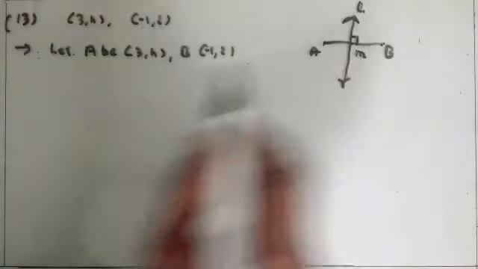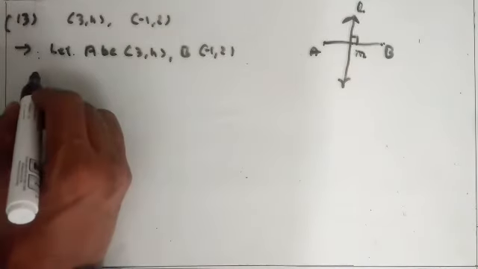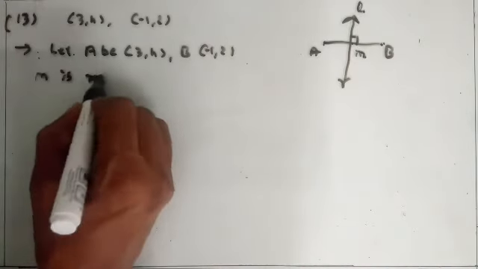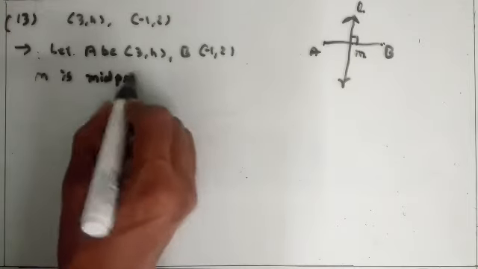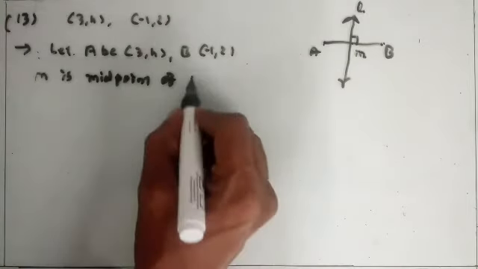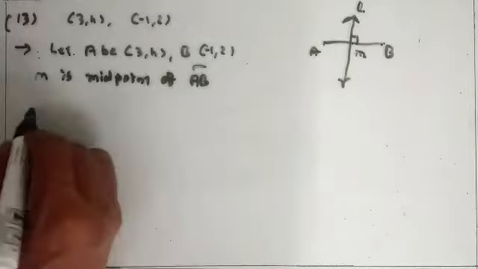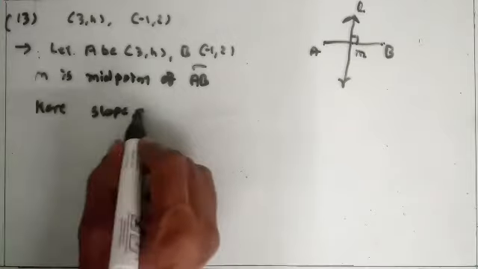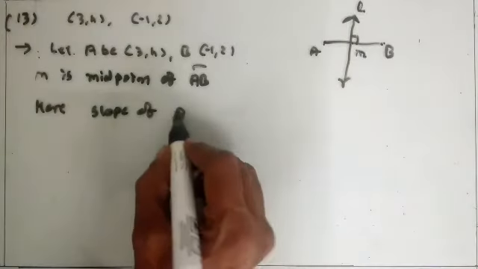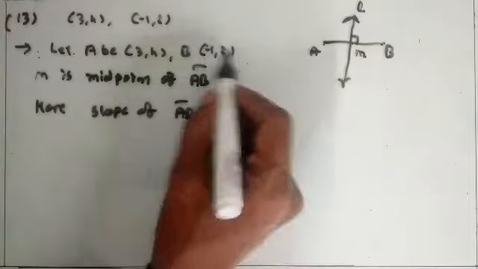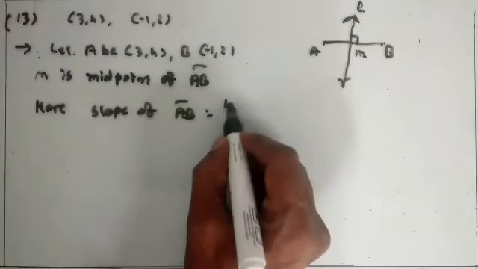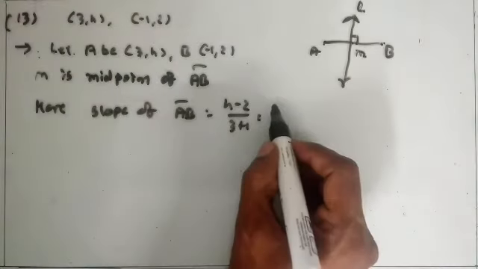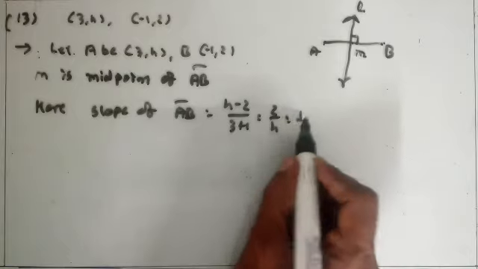So first suppose these 2 points A and B, and M is the midpoint of the line segment AB. Clear? Here the slope of AB is equal to (4 minus 2) upon (3 minus (minus 1), that is plus 1), is equal to 2 upon 4, is equal to 1 by 2.